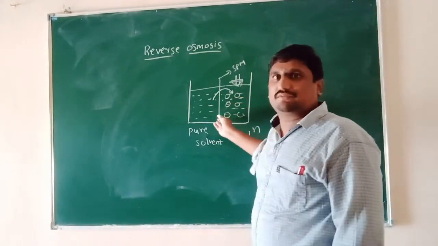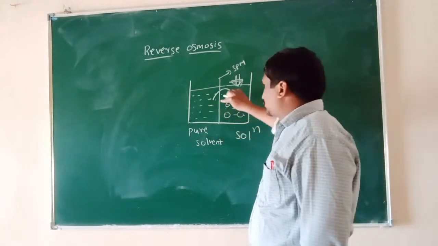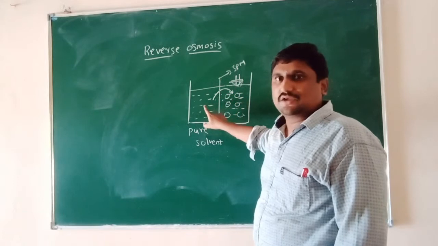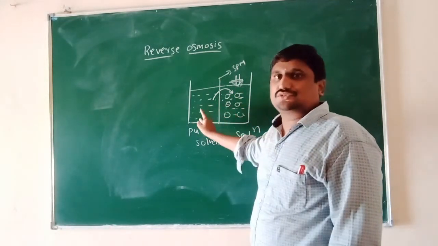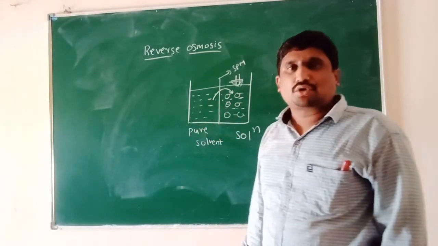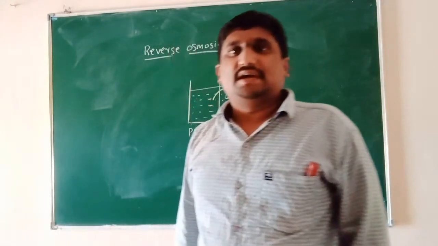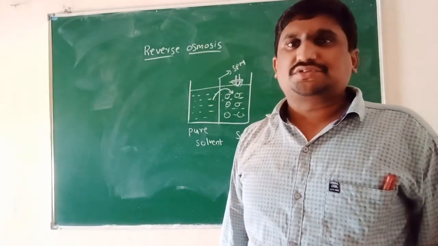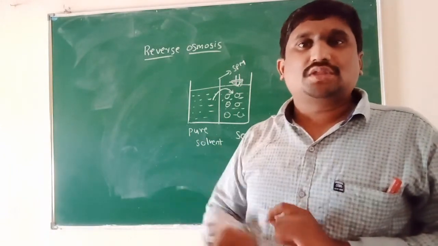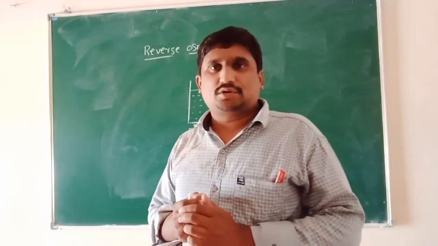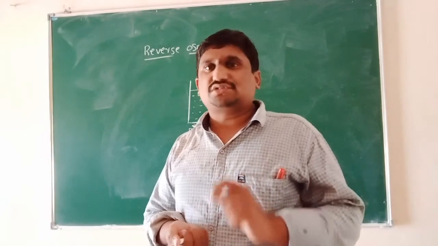Now the pure solvent will flow from solution to solvent. In osmosis the solvent flows from solvent to solution, but here the solvent will flow from solution to solvent. That is called reverse osmosis. Reverse osmosis takes place only if the pressure applied on the solution is more than the osmotic pressure.